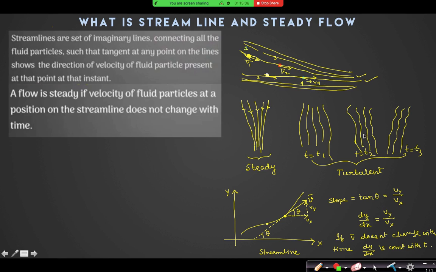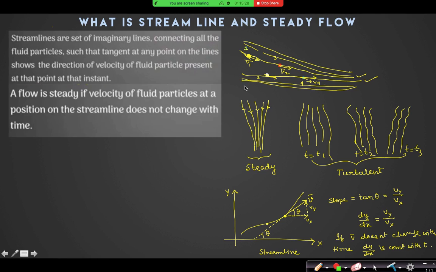But turbulent flow is completely opposite to that. In turbulent flow, you cannot predict the velocity because it will be a function of time. Sometimes you will not even find a particular function of velocity with time. It may be anything, it may be random also. That is why we do not study turbulent flow. We will only study steady flow.